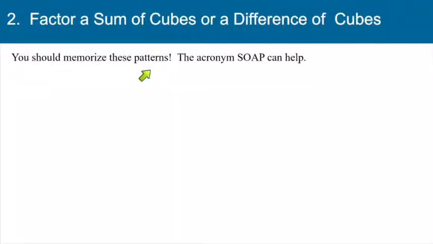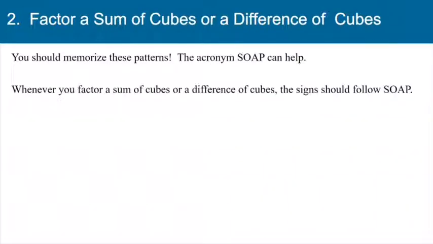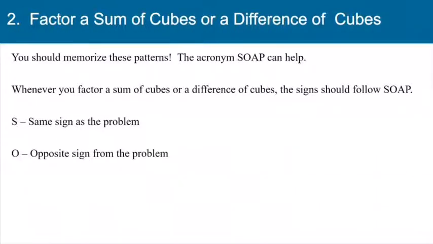So let me show you an easy way to remember how the signs go in these two patterns. So again, you do need to memorize the patterns, and we're going to use the acronym SOAP to help us with the signs. So whenever you factor a sum of cubes or a difference of cubes, the signs are going to have to follow SOAP. And what I mean by that is S stands for same sign as the problem. O stands for opposite sign from the problem. AP stands for always positive. So the first sign in your factoring will be the same as the problem. The second sign in your factoring will be the opposite from the problem. And then the last sign will be always positive.